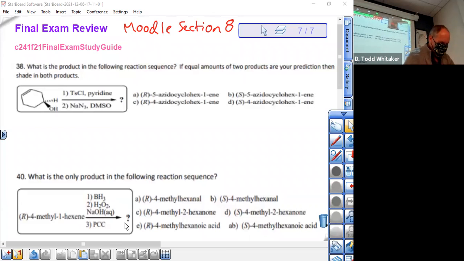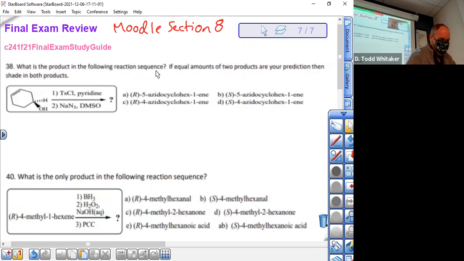What is the product of the following reaction sequence? If equal amounts of two products are your predictions, then shade in both products. This is a sneaky way of having more than 4 answers, isn't it? It's going to happen a couple times in your test. You'll notice there's another 1 or 2 other questions that will have you possibly shading more than 1 answer, and it will say to. Don't ever shade more than 1 answer if it didn't ask you to as a possibility.